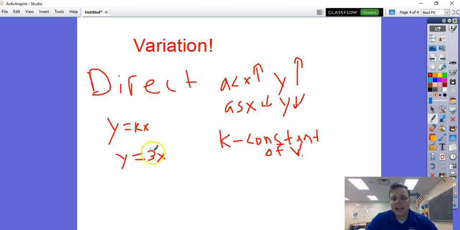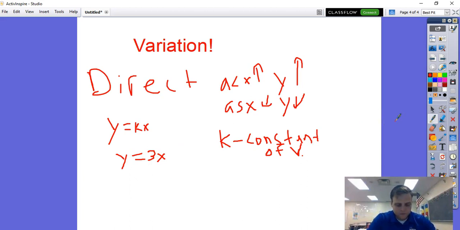So we call that k. And all it means is that the bigger x gets, the bigger y gets. That is direct variation. That is the whole idea about direct variation. As x goes up, y goes up. And so that would be the equation for it.